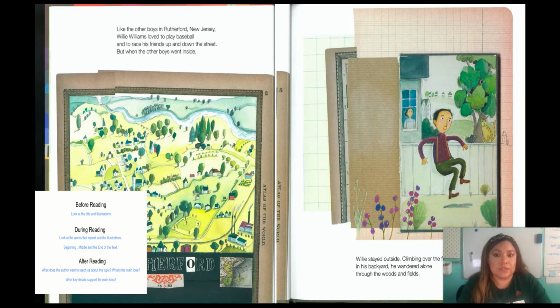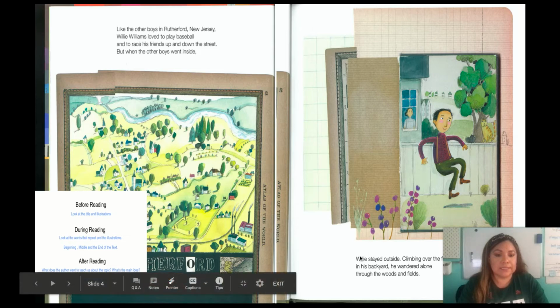Like the other boys in Rutherford, New Jersey, Willie Williams loved to play baseball and to race his friends up and down the street. But when the other boys went inside, Willie stayed outside, climbing over the fence in his backyard. He wandered alone through the woods and fields. Who or what is this page mostly about? What is my topic? I keep on seeing Willie Williams. So his name pops up a lot of times.